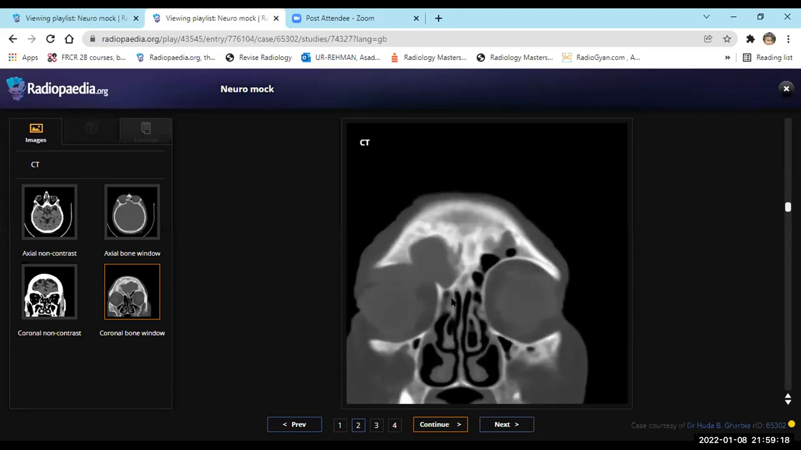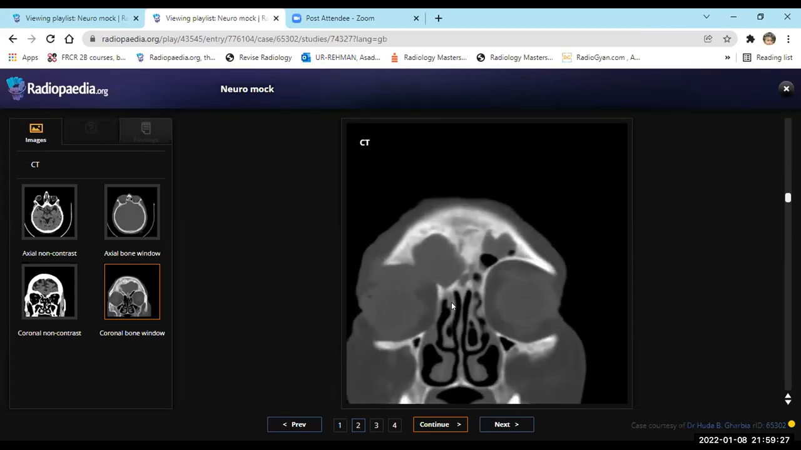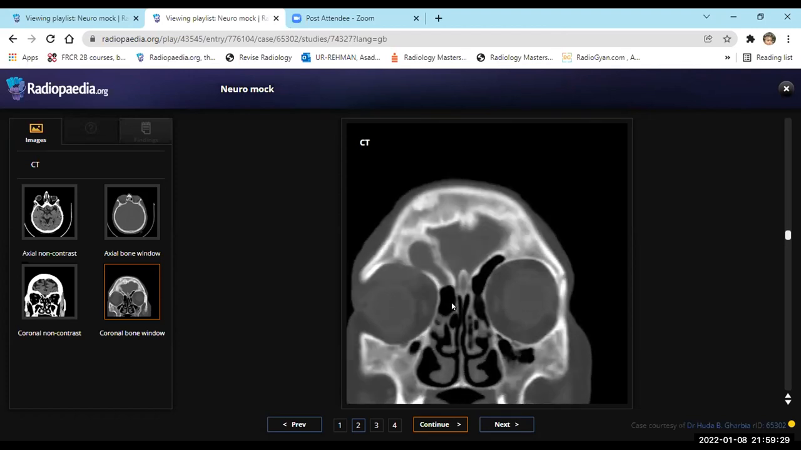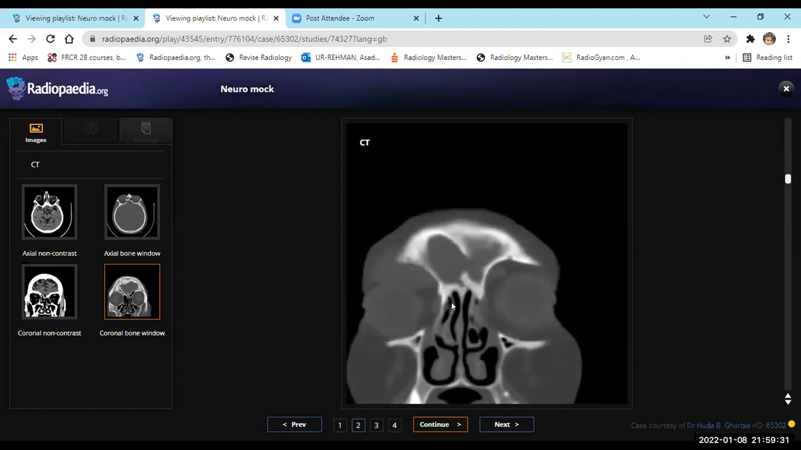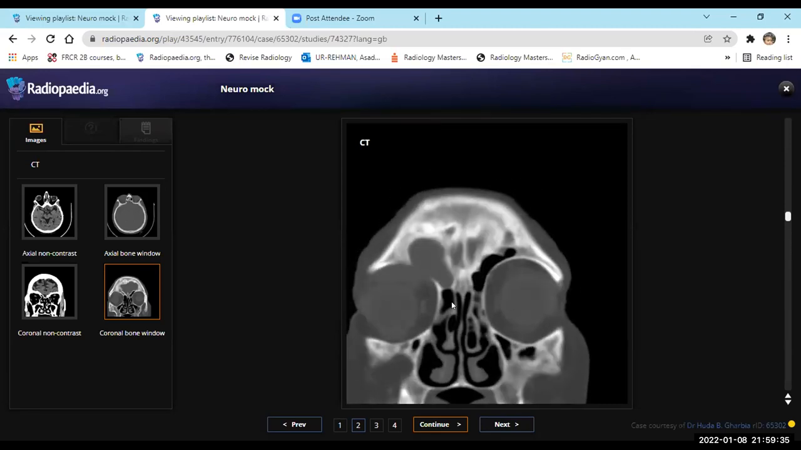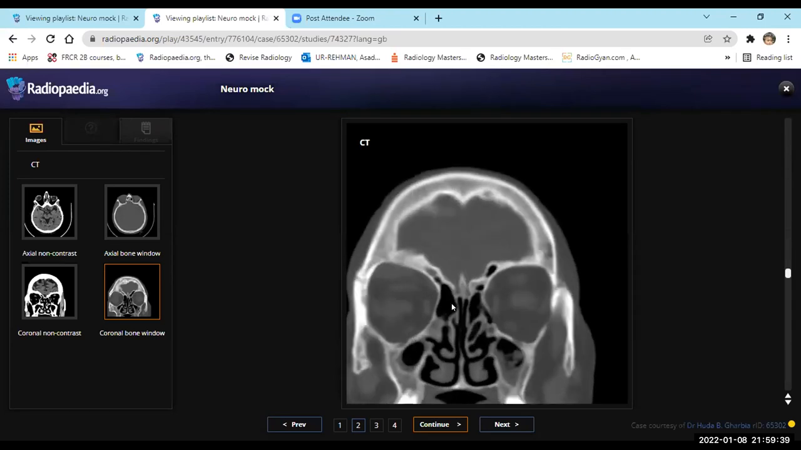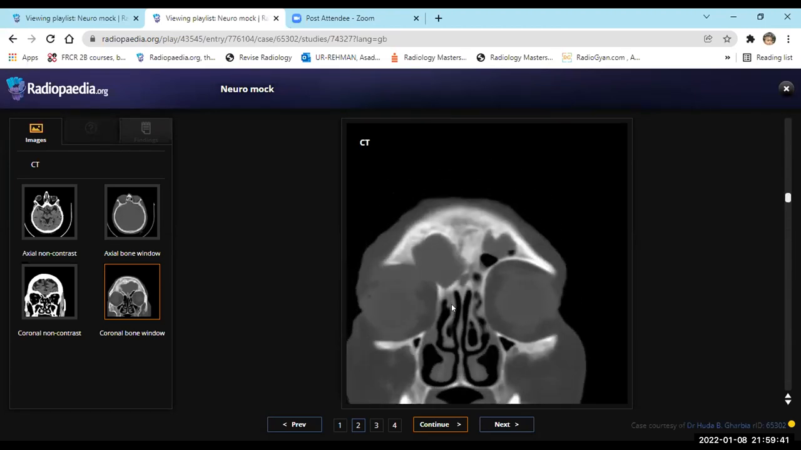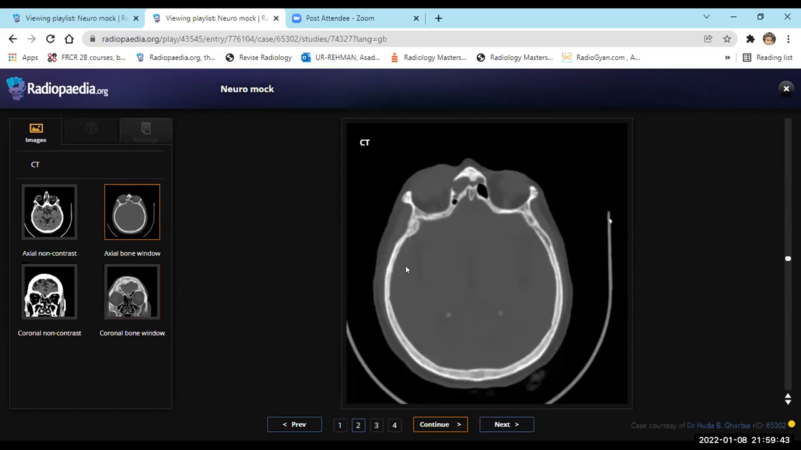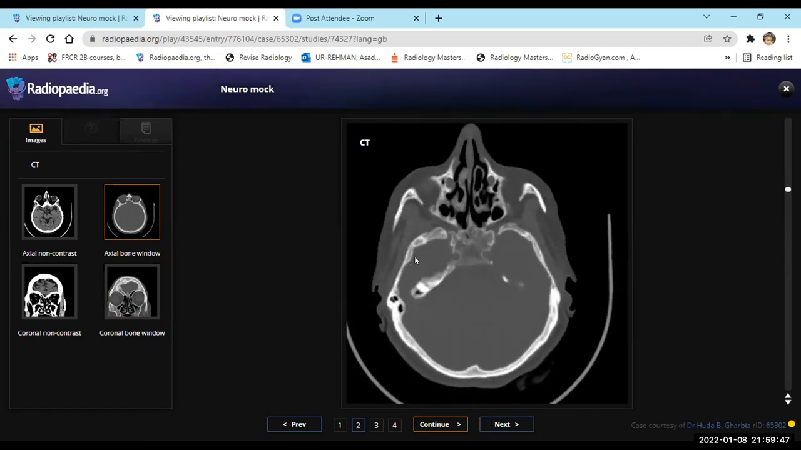On bone window there is opacification of the frontal sinus bilaterally, more on the right side, with expansion. So consistent with mucocele, with, I don't know, secondary inflammatory changes that extend to causing swelling and inflammatory changes to the eyelid of the patient at the site of complaint.